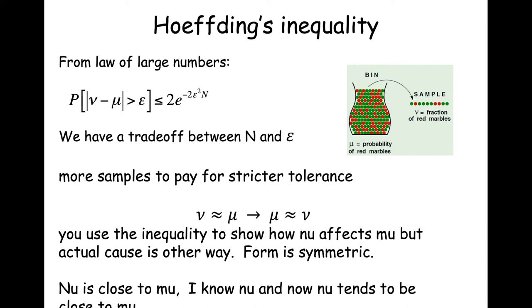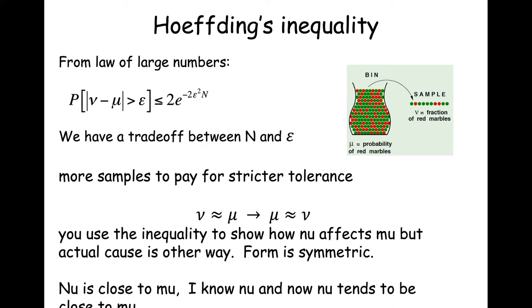We said that this expressed the trade-off between the number of samples you take, the sample size, and the error tolerance epsilon. You effectively have to pay for very tight tolerance, a very small epsilon, by having more samples. With this, we're taking something that we know, nu, and using its proximity to something we don't know, mu. Even though nu is dependent on mu, we're treating it as if mu is dependent on nu.